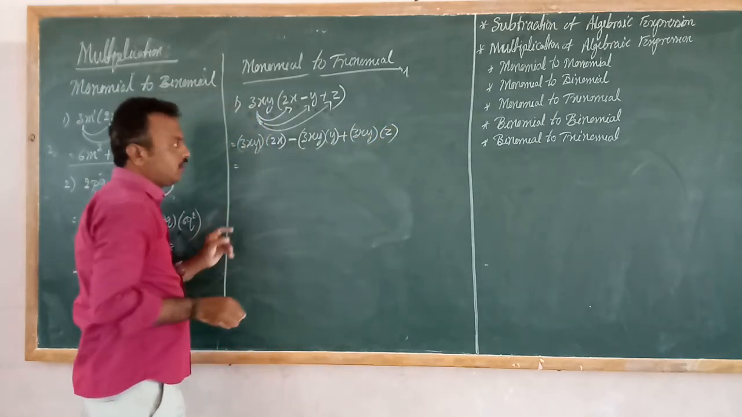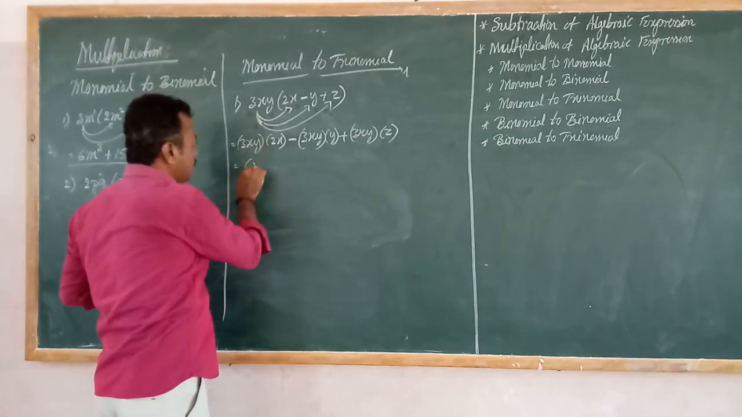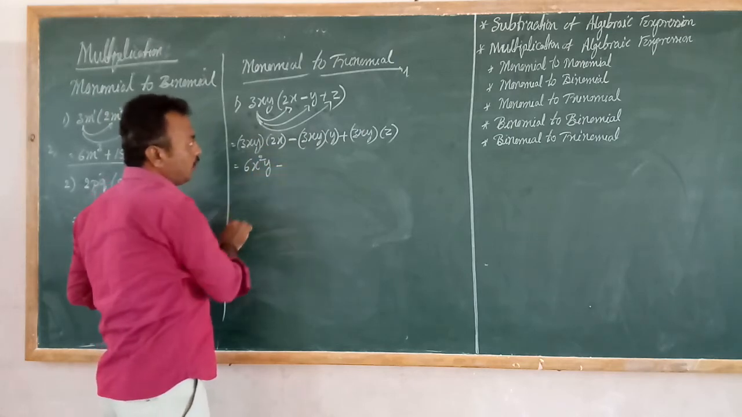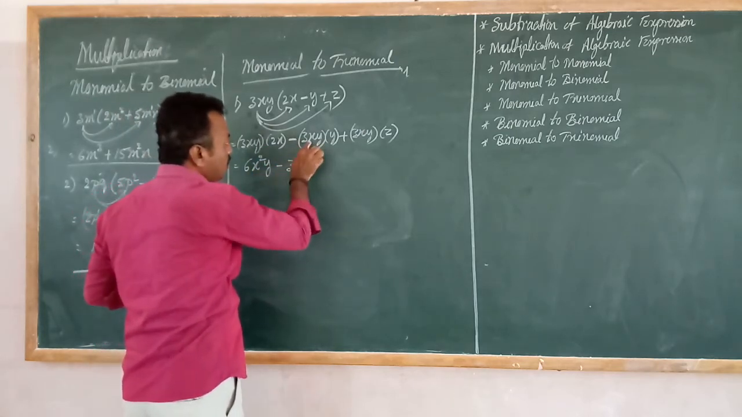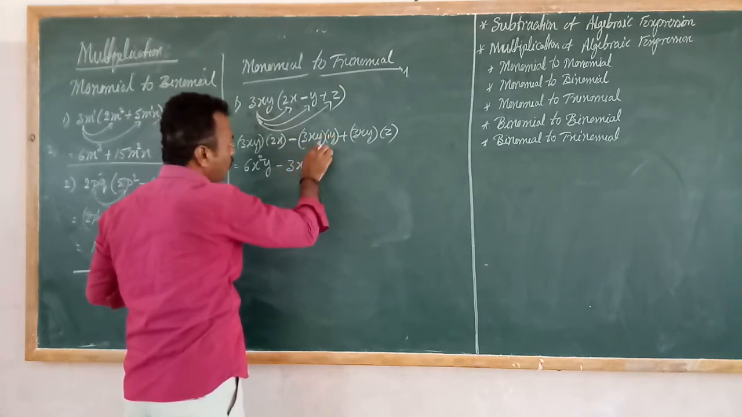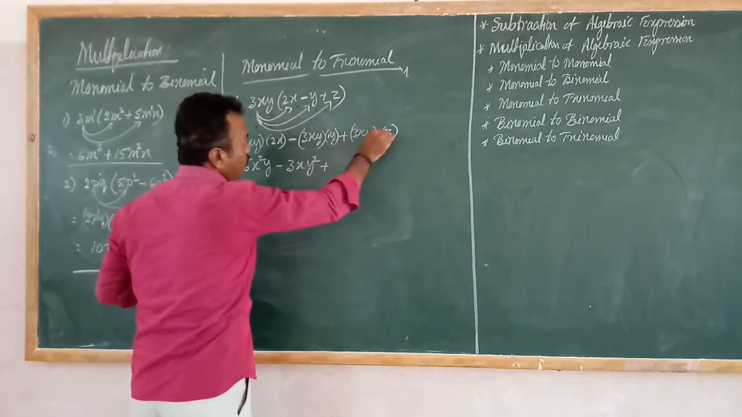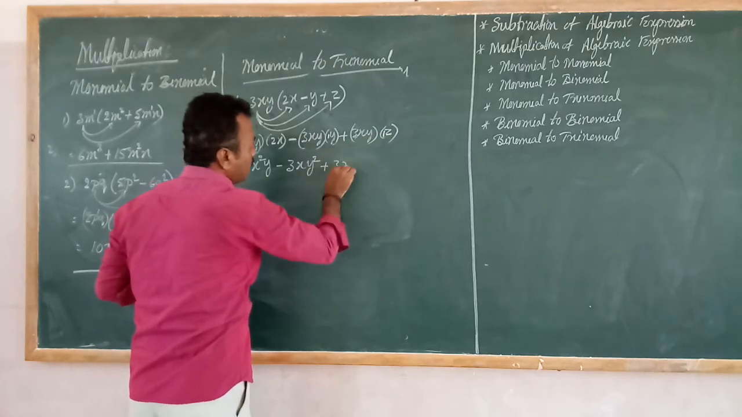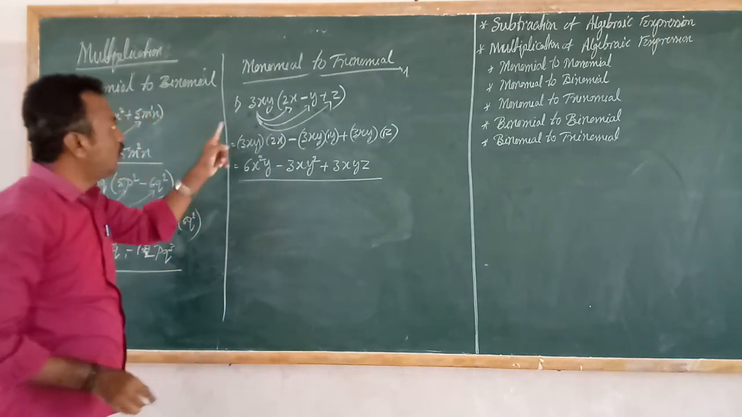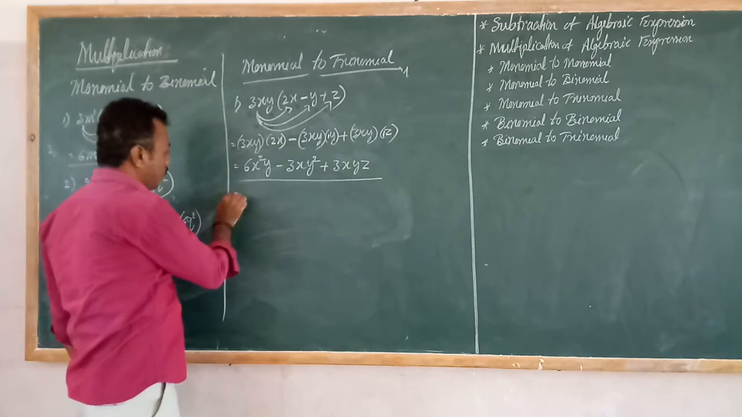Okay, next one friends, we should multiply. 3 2s are 6, x into x square into y, 6x square y. So minus 3, nothing is there, 1 is there, 3 1s are 3. After that x into y square. After that plus 3, nothing is there, 1 is there, 3 1s are 3. So x, y and z. So this is the product of these 3xy into 2x minus y plus z. Okay. So next one more example students.